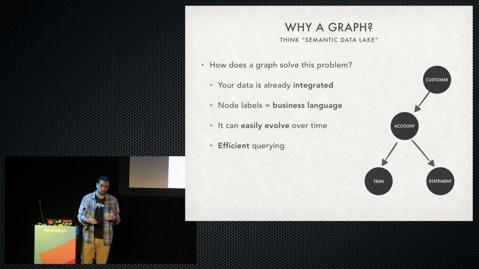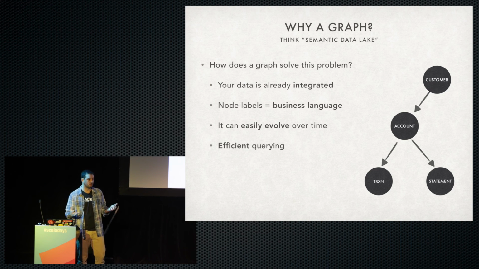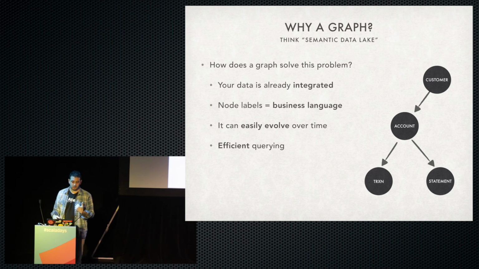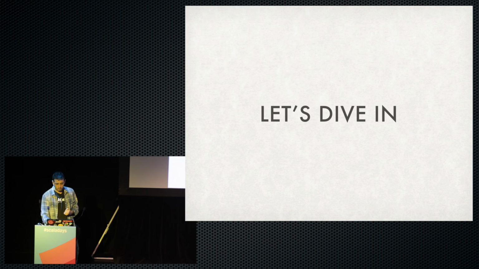It can easily evolve over time. There's no schema, and it's relatively easy to migrate a graph. And it's efficient querying. So those are some of the reasons why we decided to go towards a graph. And if you want to think about it, there's an enterprise term for this. It's a semantic data lake. Right? So it's one step forward from a data lake. It's basically getting the data into some sort of semantics or ontology base.